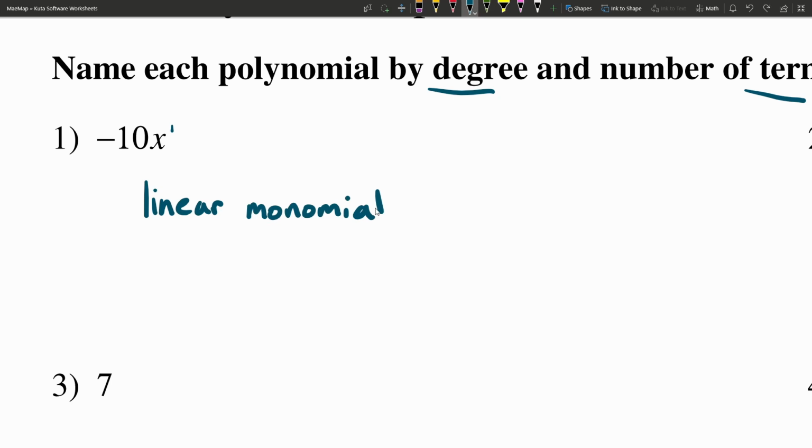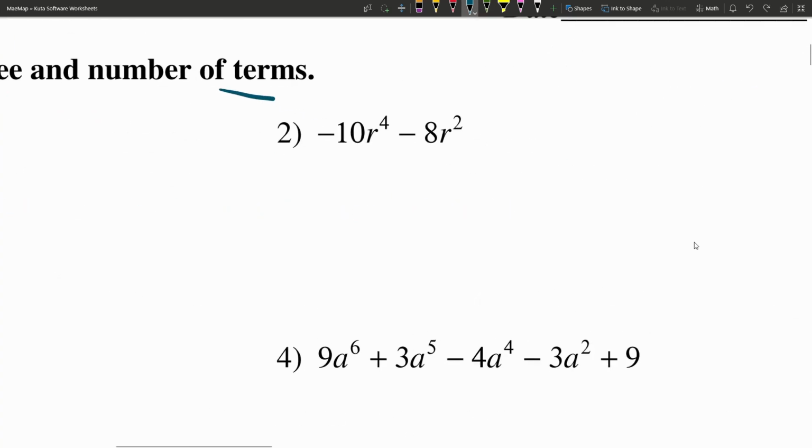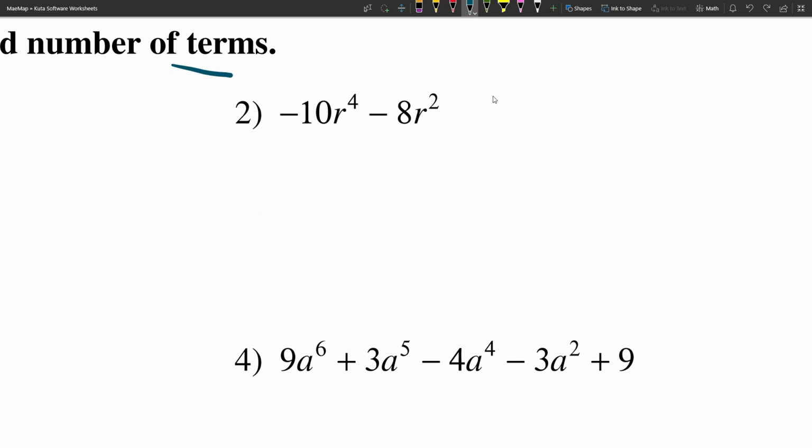Let's move on to number 2. In number 2, what is our highest degree? That's how we name a polynomial. We pick out the highest degree. We have two separate exponents, one of 4 and one of 2. So since the 4 is greater than the 2, we're going to name this based on the 4th degree. Another name for the 4th degree is a quartic. So this is a quartic polynomial.